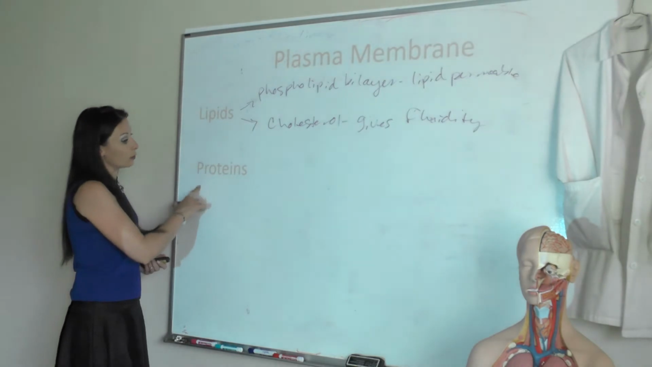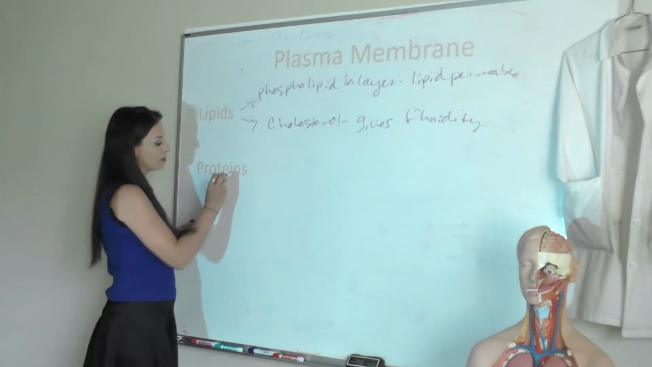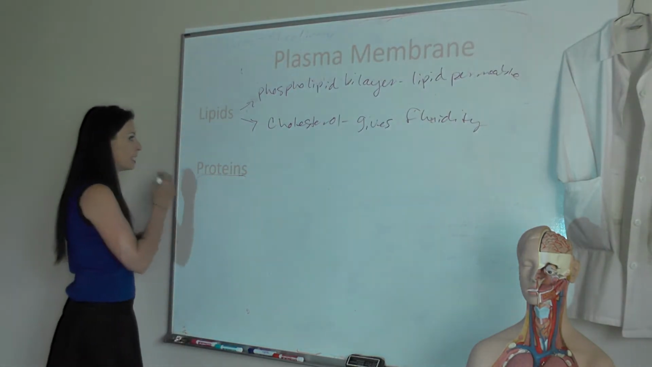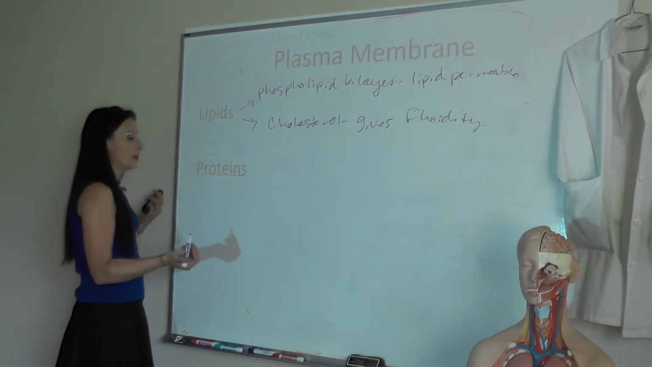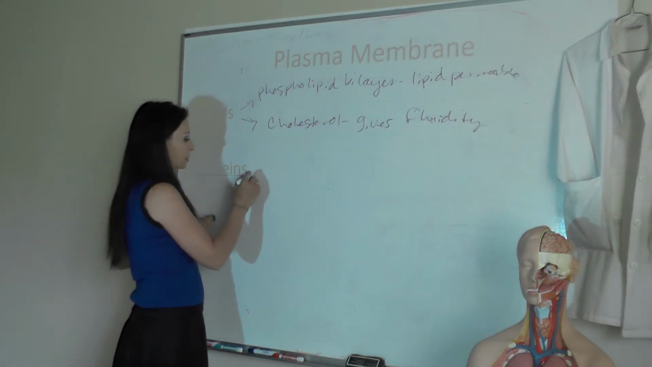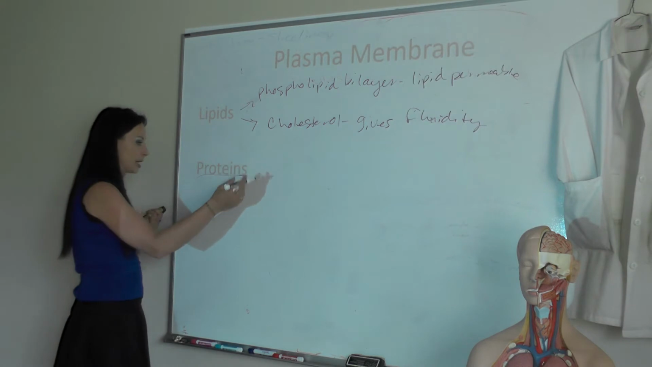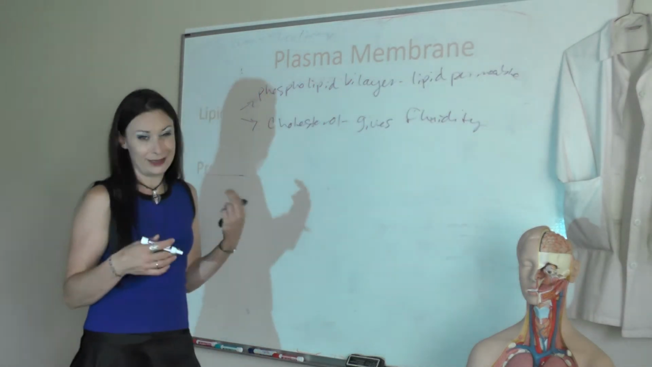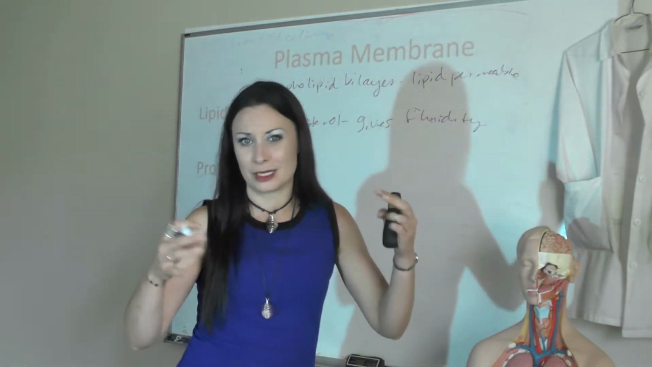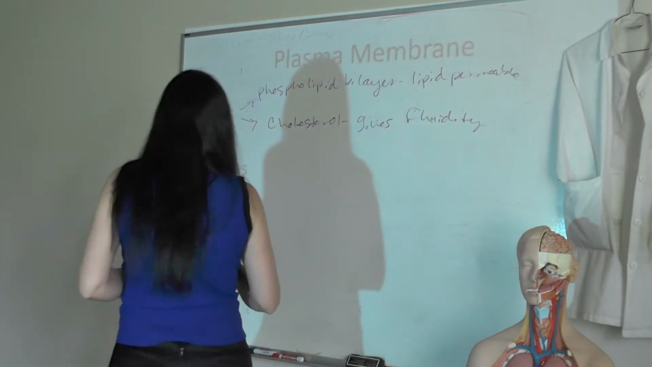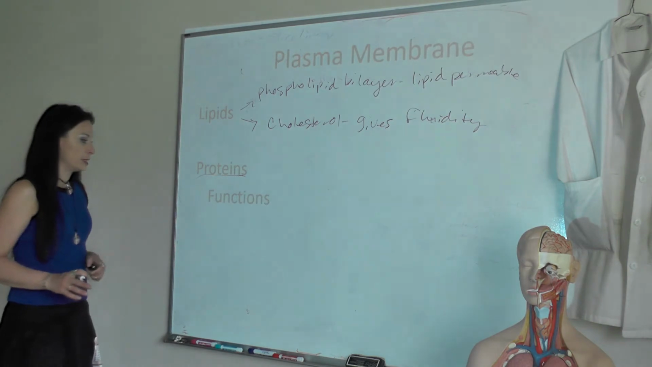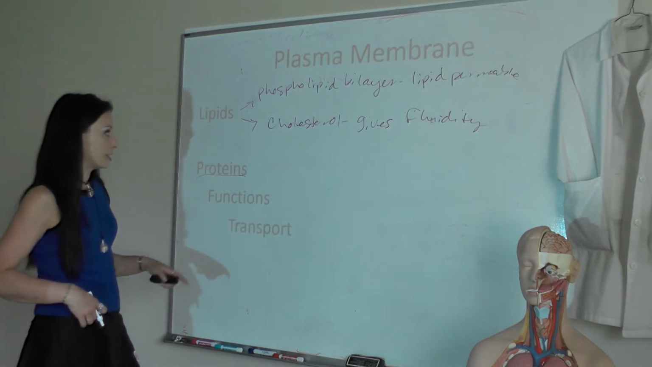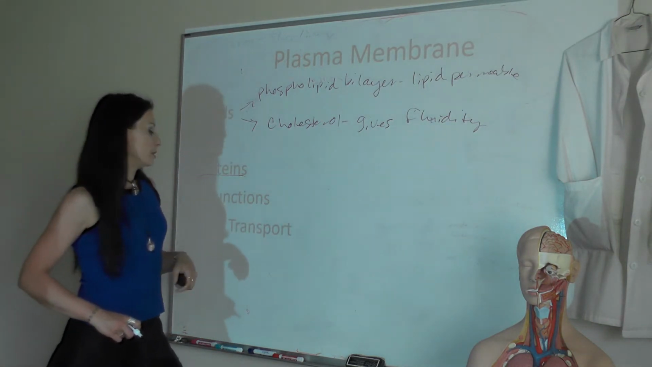Okay, proteins are really what I want to talk about. There are a lot of different types of proteins that we find in plasma membranes, and they do a lot of stuff for the cell. So proteins are a biological macromolecule. It's chains of amino acids that are folded up into alpha helices and beta pleated sheets, and then they glob together and, you know, all that stuff. What we care about is what they're doing in the cell. So how do proteins function in the cell membrane, and what are they going to do for us?